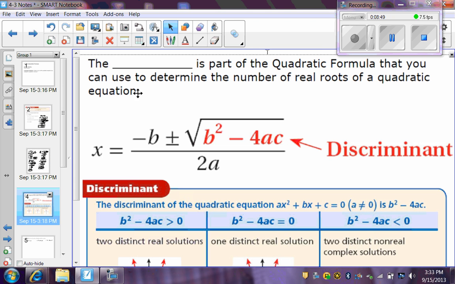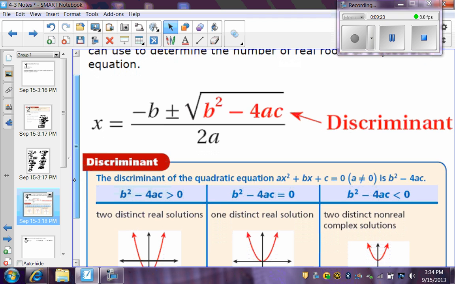Next, we're going to talk about the discriminant. So the discriminant is the part of the quadratic formula that you can use to determine the number of real roots of a quadratic equation. Now, this is not specifically given to you on the formula sheet. However, since the quadratic formula is on the formula sheet, if you know where it's located, then you do have the formula given to you. Now, the discriminant is just what's in red here. It does not include that square root. It's just b squared minus 4ac.